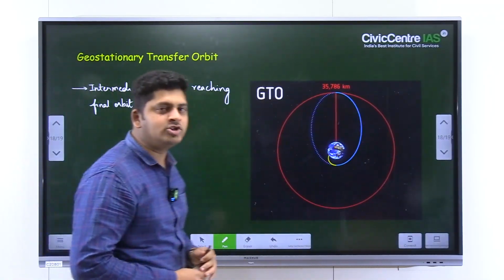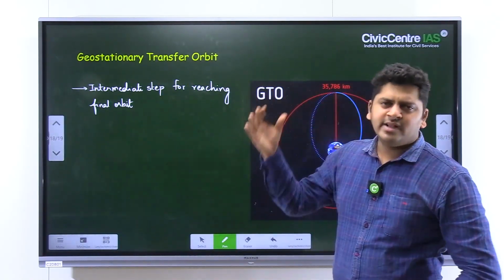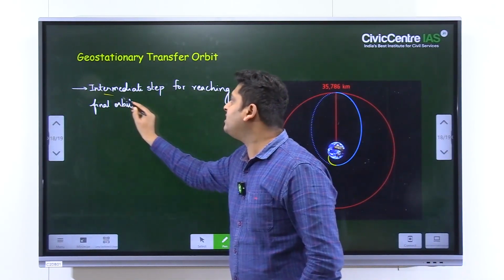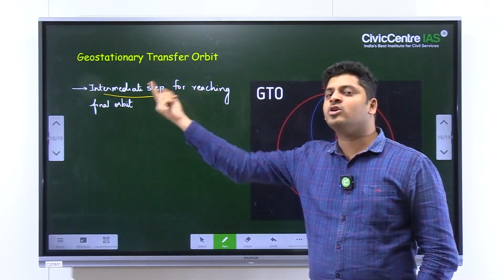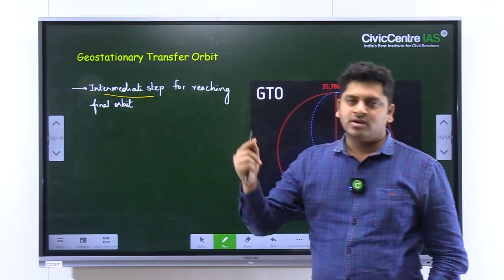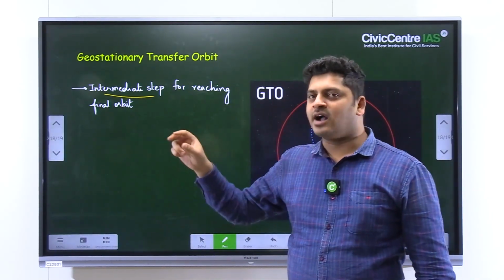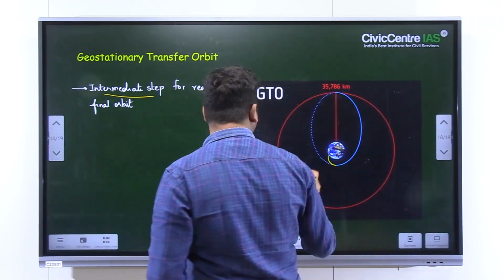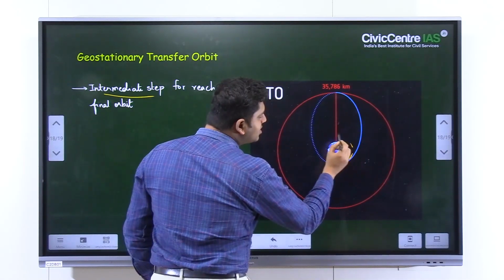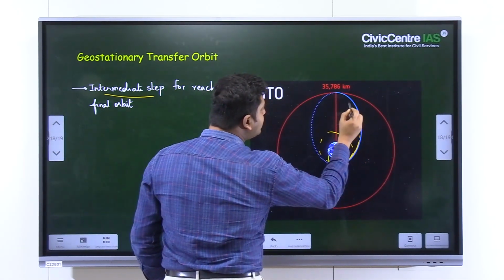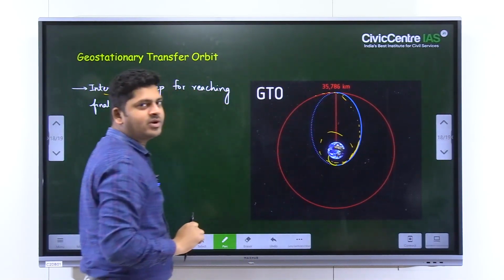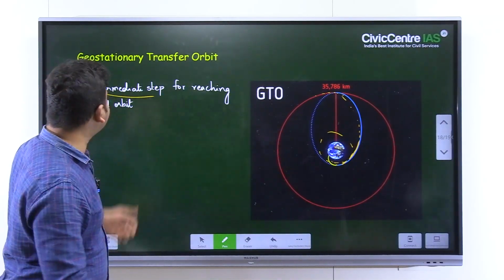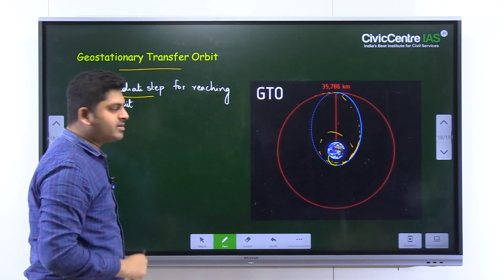And lastly, we have something called the geostationary transfer orbit. In simple words, this is like an intermediate step for sending a satellite into a particular orbit, mostly geostationary or geosynchronous. Sending the satellite directly into that orbit is not that efficient, so we launch it in such a way that it first takes the geostationary transfer orbit, and from this orbit it gets transferred into the main orbit. For this purpose, we got this name, geostationary transfer orbit.